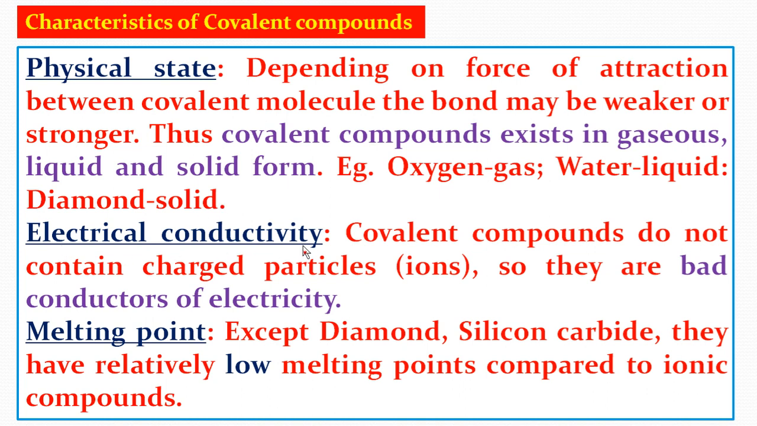Electrical conductivity: covalent compounds do not contain charged particles, so they do not form plus or minus ions. So, they are bad conductors of electricity. Melting point: except diamond, that is C, and also silicon carbide, all the other covalent compounds have low melting and boiling points compared to the ionic compounds.